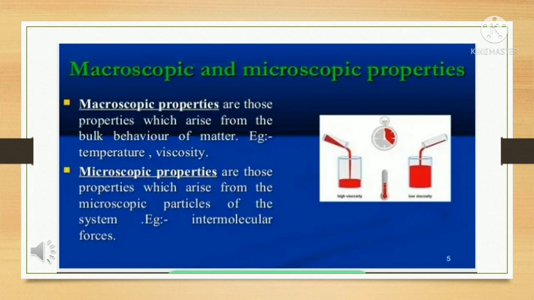There are some more terms we study in thermodynamics: microscopic and macroscopic properties. Macroscopic properties are those properties which arise from the bulk behavior of matter, for example temperature and viscosity. And microscopic properties are those properties which arise from the microscopic particles of a system. Example, intermolecular force.